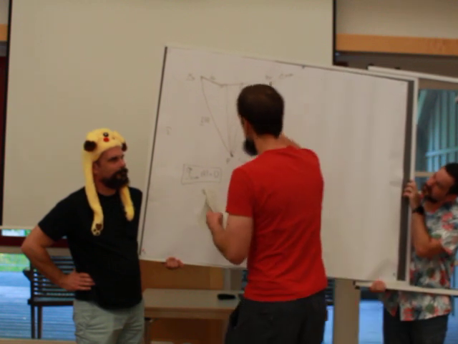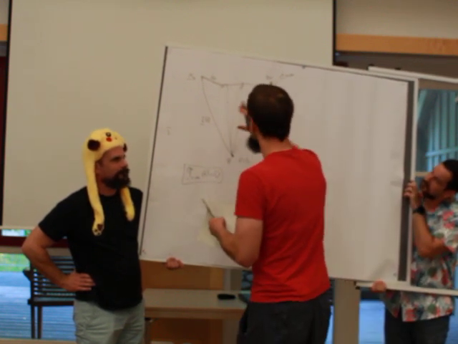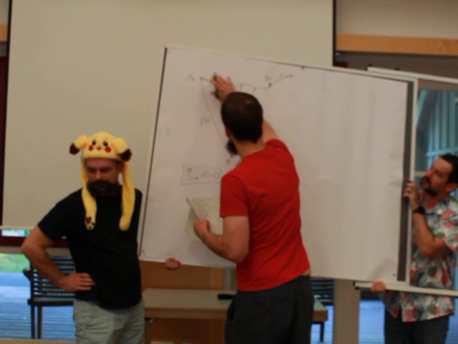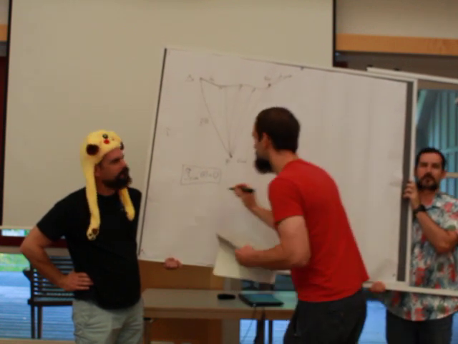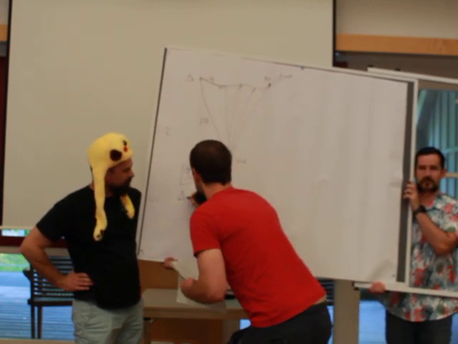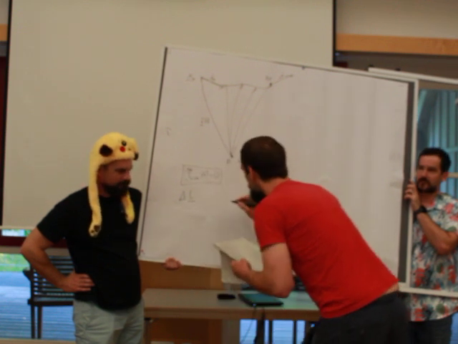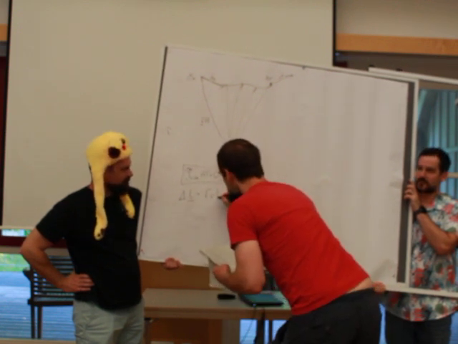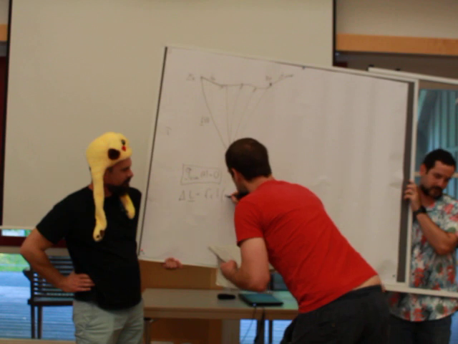Now, if you want to compute the change in linear momentum, delta L, it is some function of the robot's mass.